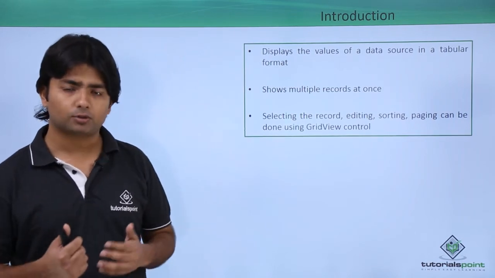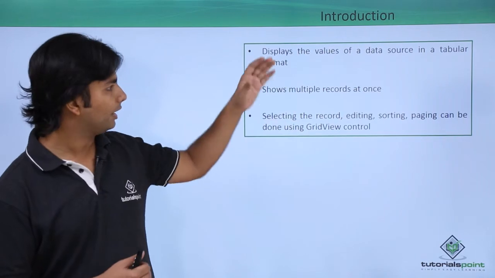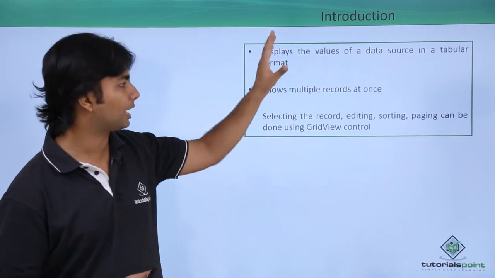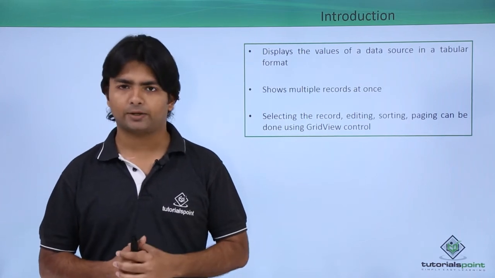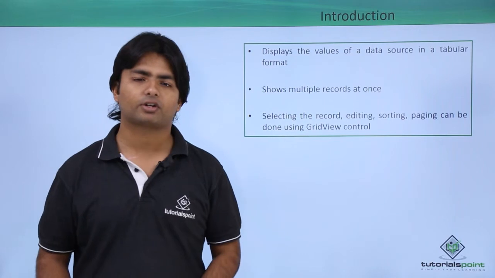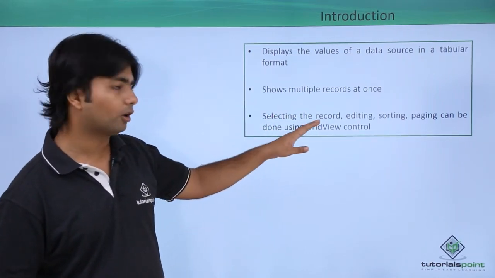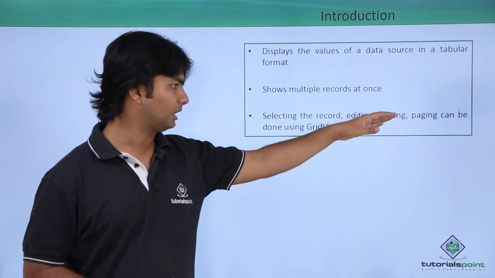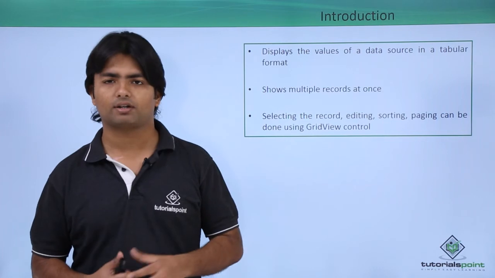So at the runtime during the code, you will bind a data source with this particular grid view and it will show the data inside it in a tabular format. It will show multiple records at a time. Obviously, it depends on your query from which you are creating your data source. You can also do the selection of records, editing, sorting, paging. That all can be done while working with the grid view.